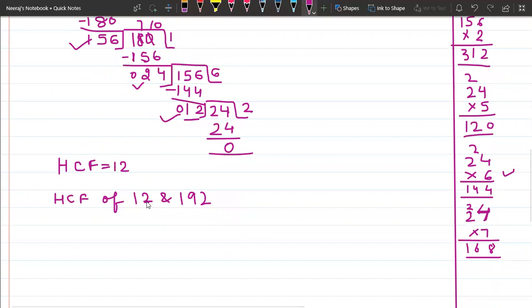Because you have to use 3 numbers. Now again we will make a division. 12, 192 inside. So we will divide. So this would be 12 ones are 12, and it will come 72.